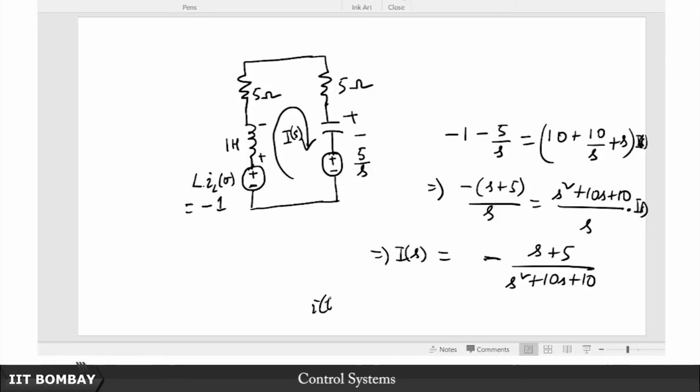So I urge you to check that now. If you want to find out I of t, I leave that to you as an exercise. You can just take the inverse Laplace transform of this, and you will obtain your I of t. So that is how this circuit will behave.